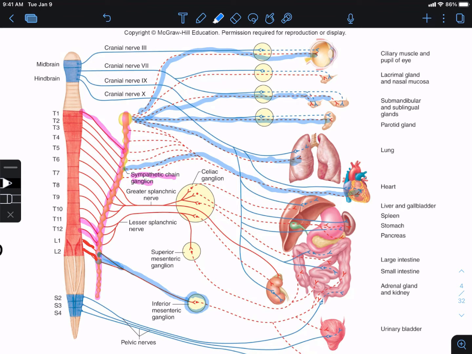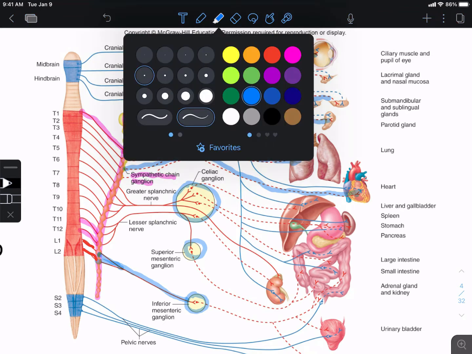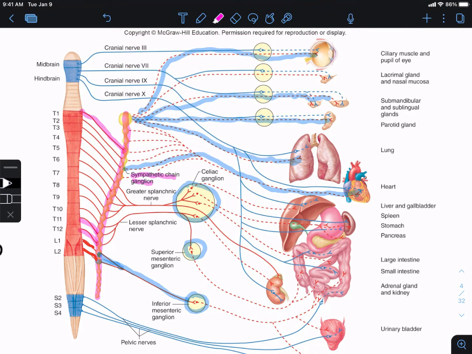There are a few ganglia that are actually not found within the ganglionic chain, and they are located closer to the actual organ, such as the celiac ganglion shown here, the superior mesenteric ganglion shown here, and the inferior mesenteric ganglion there. But most of the ganglia are here in that sympathetic ganglionic chain.